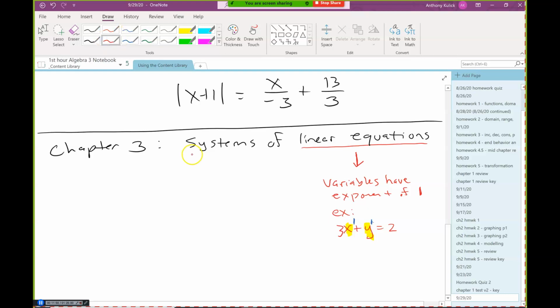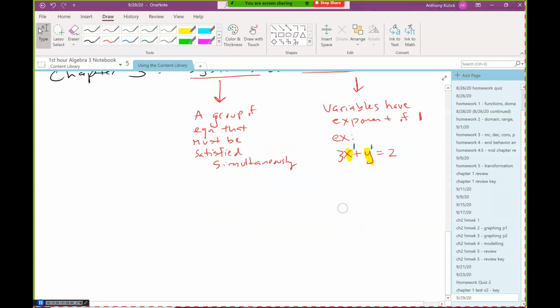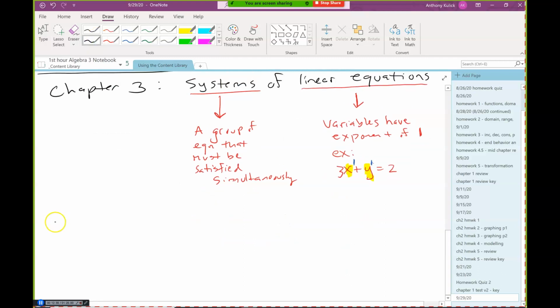Okay. A system... When we talk about a system of equations, we're talking about a group of equations that must be satisfied simultaneously. And we know what simultaneous means. That means at the same time. So let's give an example of a system of equations. Well, we should say system of linear equations.